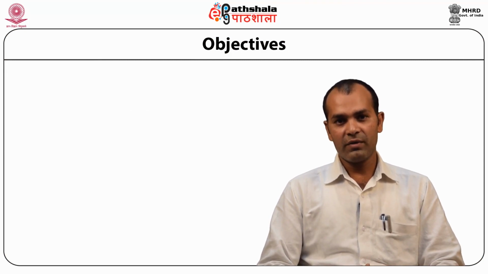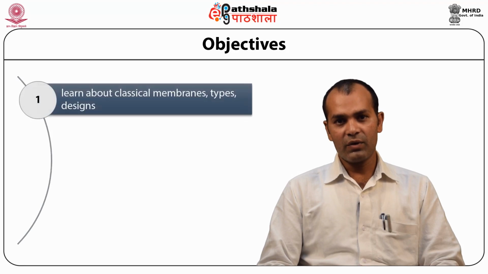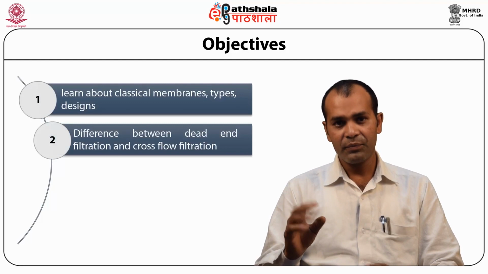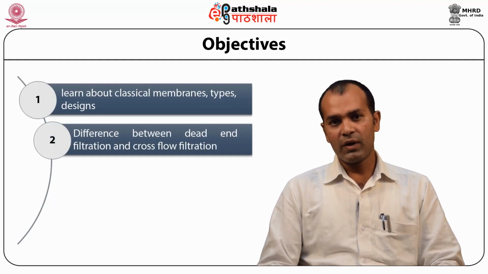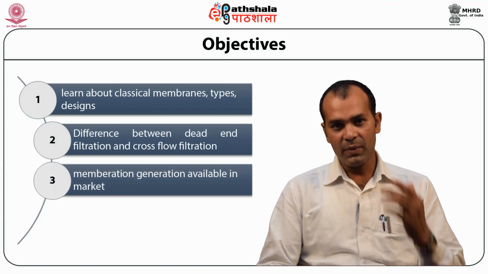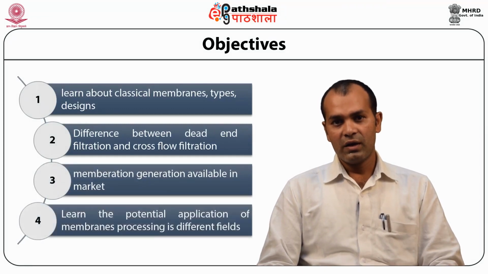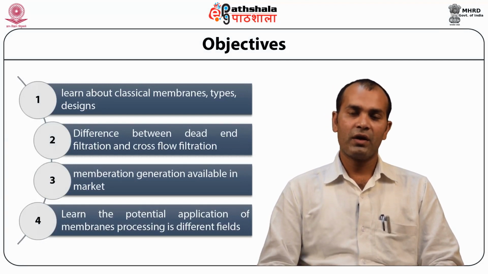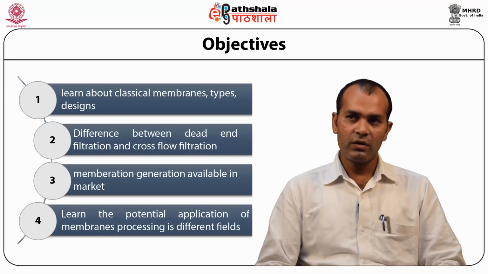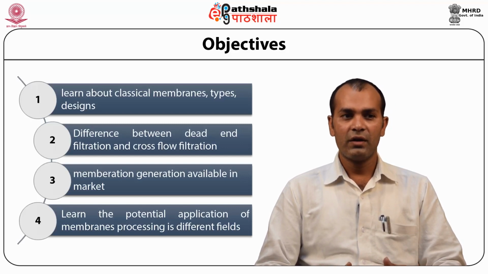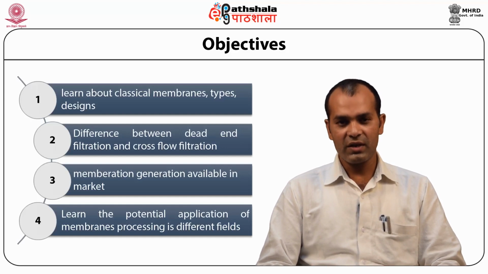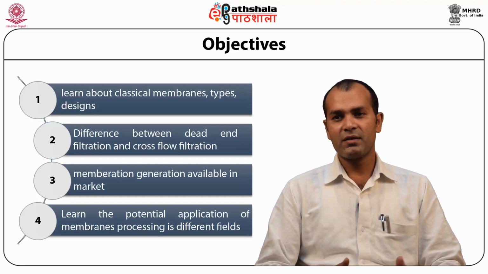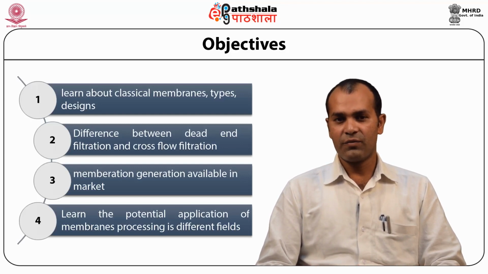Hence, the objective is that we will learn about classical membranes, their types, design, and the difference between dead end filtration and cross flow filtration. Moreover, we will learn which membrane generations are available in the market, and the potential applications of membranes in different fields of food processing, including wine and beer production, vinegar production, fruit juices and beverages, the dairy industry, as well as the nutraceutical and functional food markets.